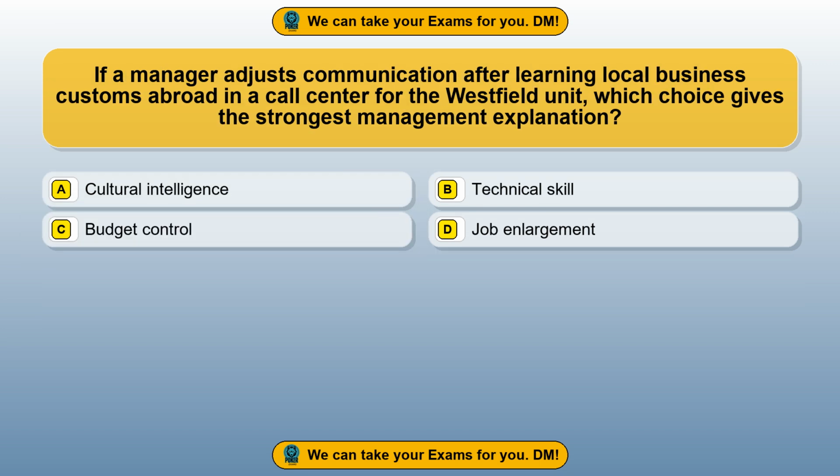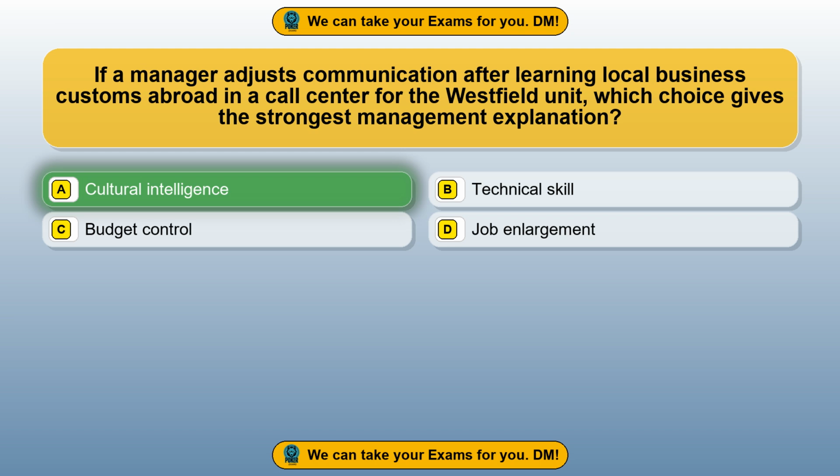Question 74. If a manager adjusts communication after learning local business customs abroad in a call center for the Westfield unit, which choice gives the strongest management explanation? Option A, cultural intelligence. Option B, technical skill. Option C, budget control. Option D, job enlargement. The correct answer is option A, cultural intelligence.